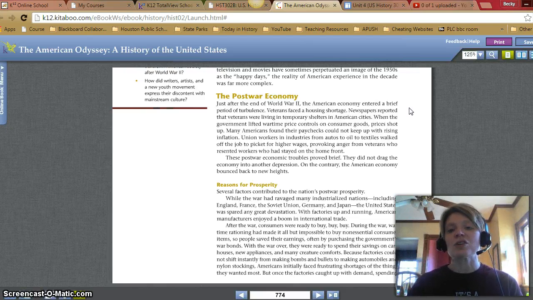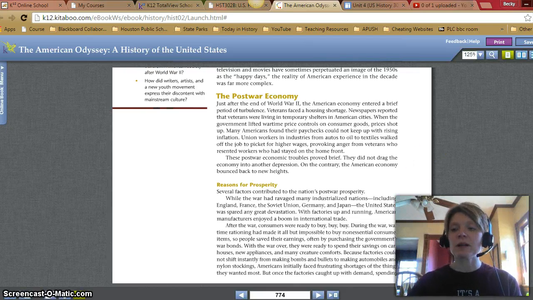Union workers in industries from autos to oils to textiles walked off the job to picket for higher wages, provoking anger from veterans who resented workers who had stayed on the home front. These post-war economic troubles proved brief, but they did not drag the economy into another depression. On the contrary, the American economy bounced back to new heights.